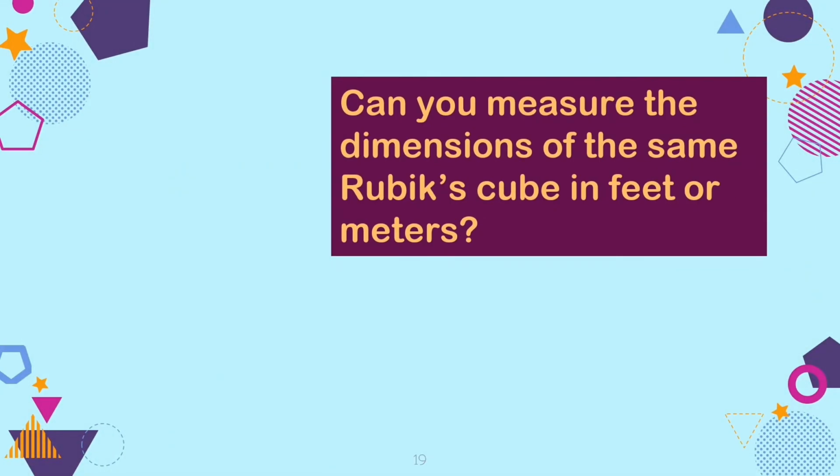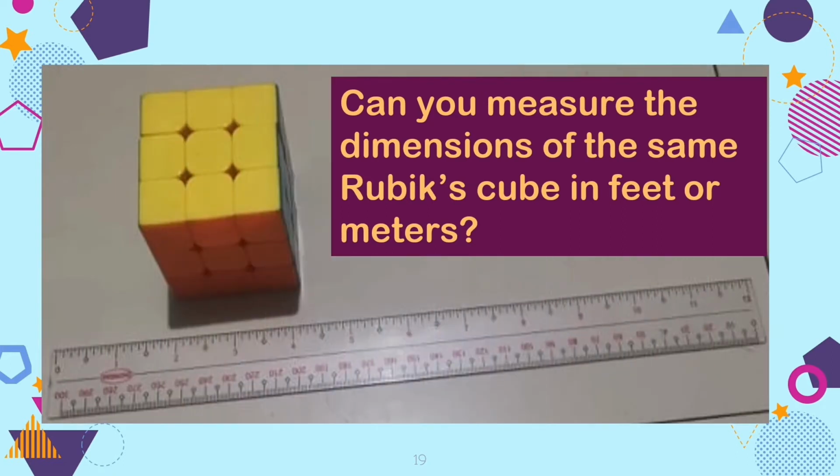Can you measure the dimensions of the same Rubik's Cube in feet or meters? Here is a Rubik's Cube and a ruler. This ruler is equal to 1 foot, while more than 3 lengths of this ruler is equivalent to 1 meter. Now, can you measure the dimensions of the same Rubik's Cube in feet or meters?